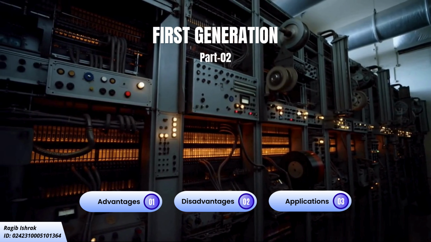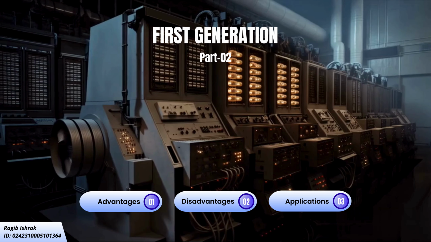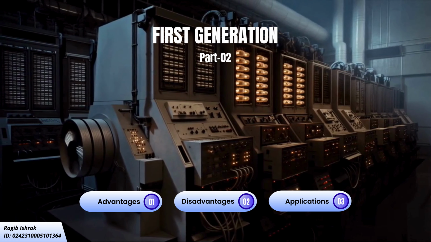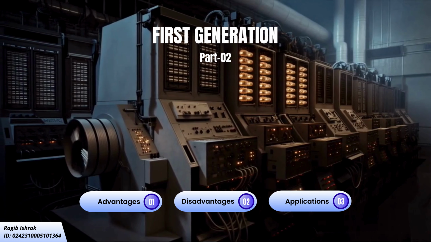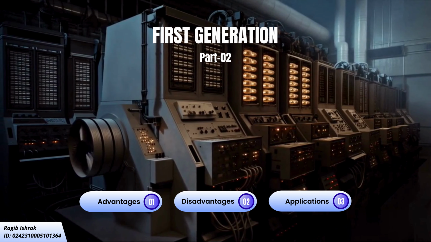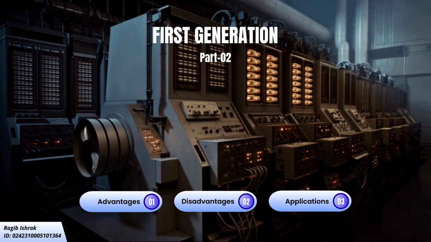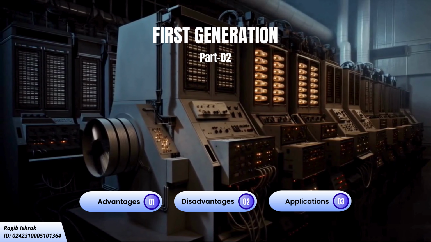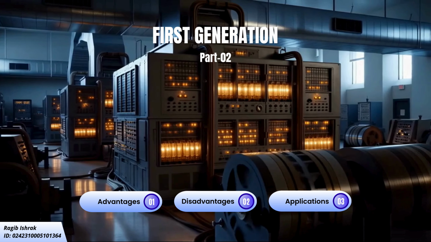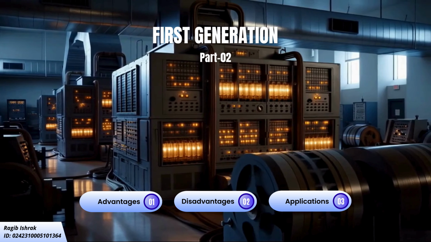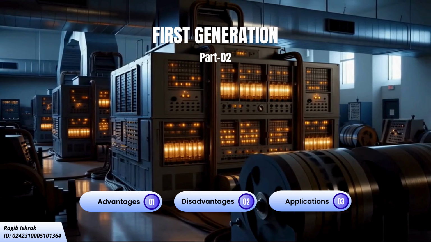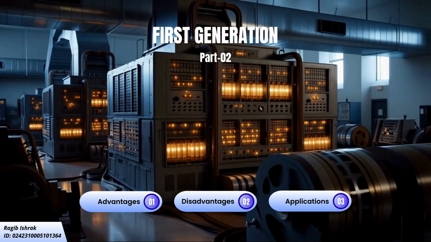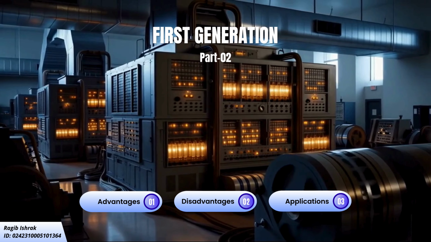Then we move on to the disadvantages, where it is very large in size, occupying an entire room, consumes a huge amount of electricity, generates a lot of heat leading to frequent failures, is expensive to build and maintain, and required specialized air conditioning systems. Applications: used in scientific calculation and research, weather forecasting, military applications such as code breaking and ballistic calculation, and business data processing for large companies and government agencies. Examples: ENIAC, UNIVAC, IBM 701.